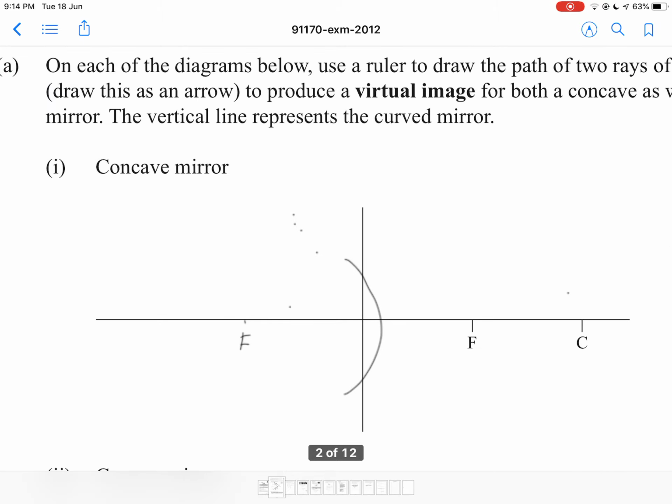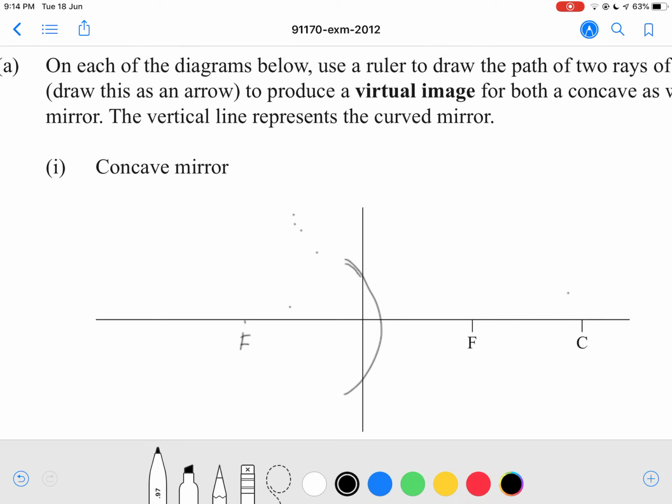Okay, for the concave mirror, our mirror is going to be caving in, it's going to look exactly like this. We're going to be drawing our object, and our object is going to be represented by an arrow simply facing upwards. Okay, there's our object, and we're going to draw our two rays.